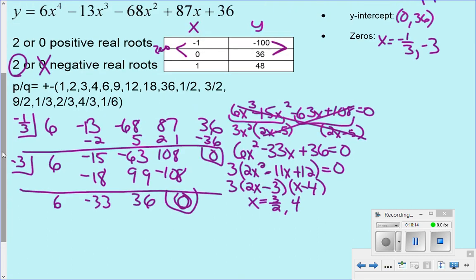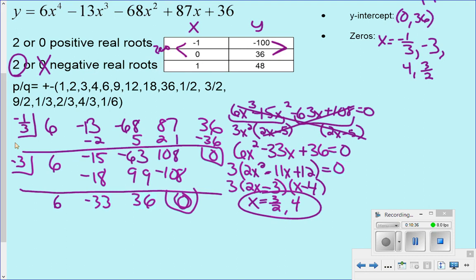Okay, so let me go back here and add those to my list. Now I have all of the roots. So it was degree 4, and I have 1, 2, 3, 4, 4 roots. So I have them all. And also, if I check, I did end up with 2 positives and 2 negative real roots. So I'm ready to graph.